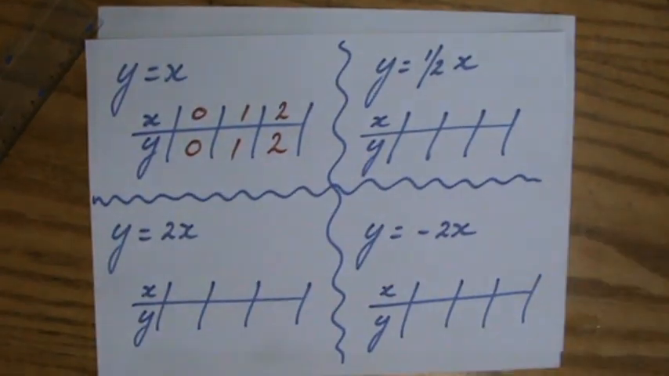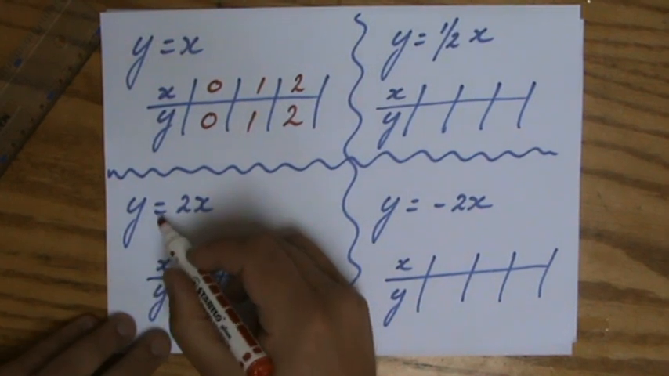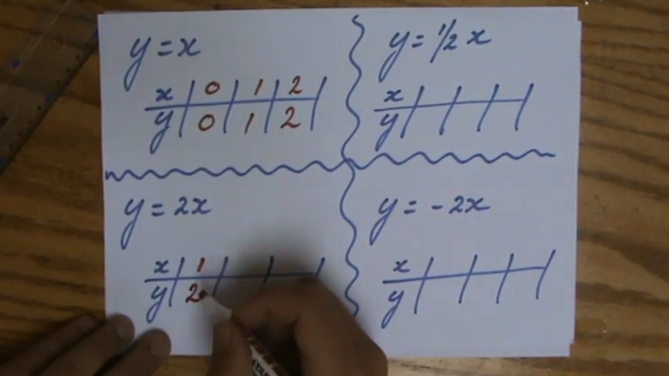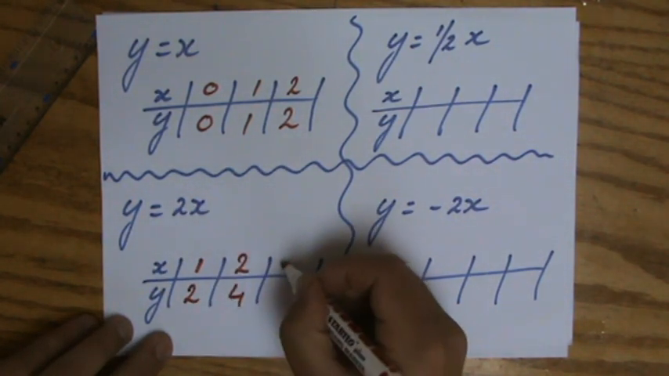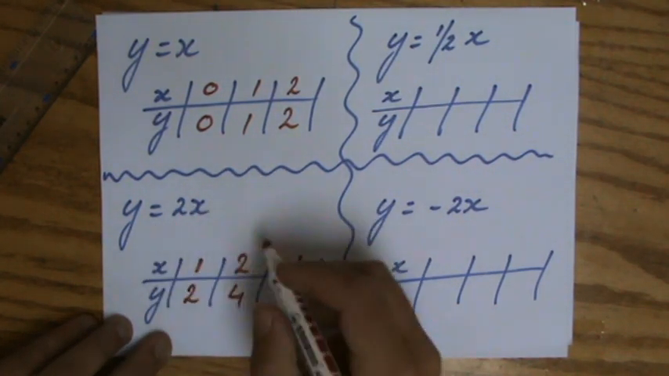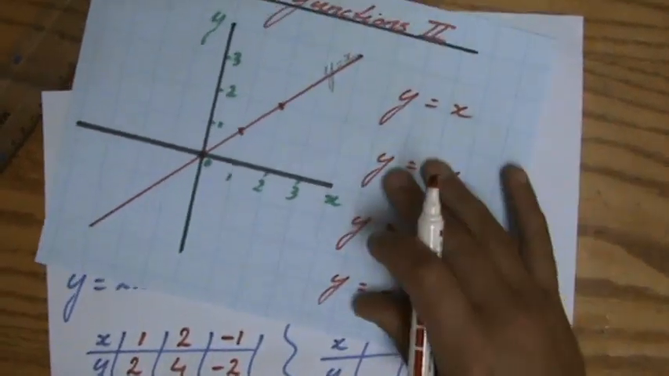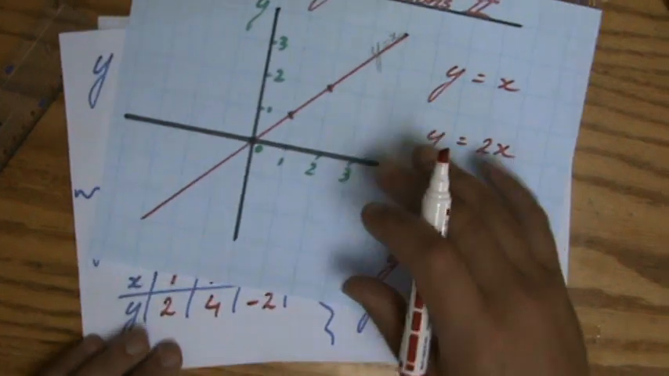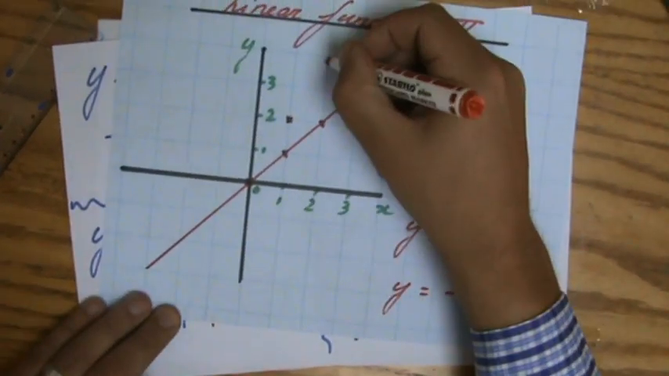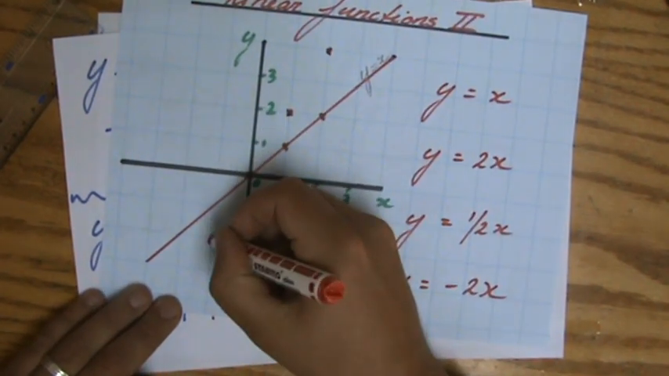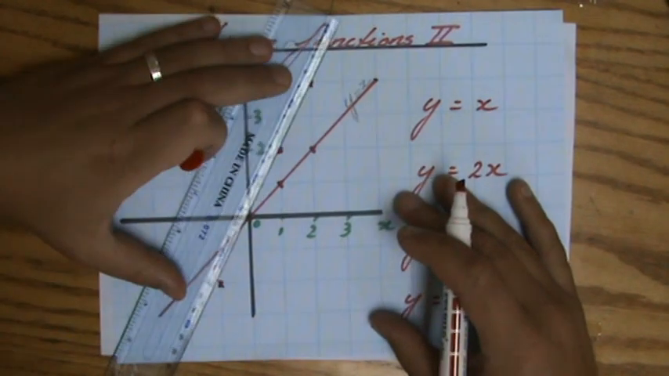Y equals 2x. Now if I take, let's say 1 for x, it's going to say y equals 2 times 1, which is 2. If I take 2 for x, 2 times 2 is 4. And let's take minus 1 for x, 2 times minus 1 is minus 2. Let me plot those points: 1, 2; 2, 4; and minus 1, minus 2. There we go.